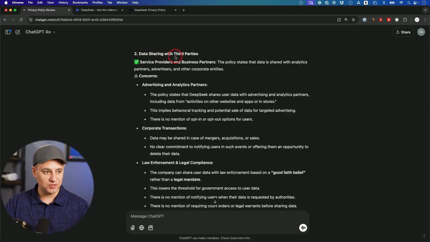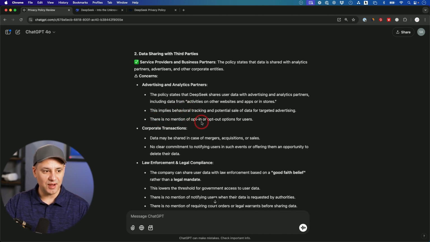Now, that was all part of transparency and data collection. Data sharing with third parties is also mentioned here. The policy states that DeepSeek shares user data with advertiser and analytics partners, including data from activities on other websites and apps or in stores. This implies behavioral tracking and potential sales of data to targeted advertising. I know a lot of people don't like this. I know it's a business model of a lot of companies that offer a free service, but it's something that's usually hidden in the privacy policy.